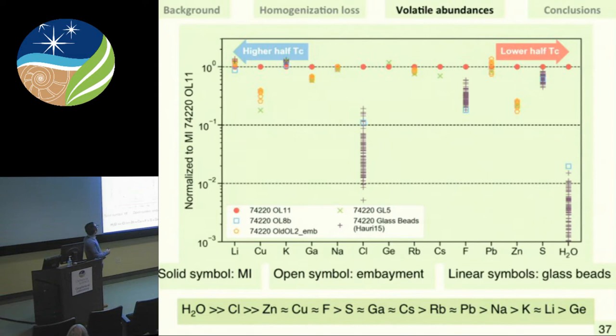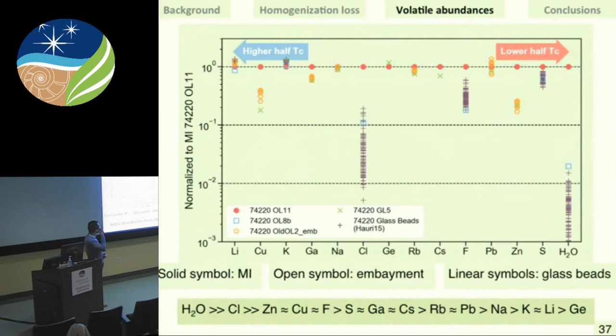And among the different symbols, the solid red circle is the data in melt inclusion. They're normalized, so they all fall onto the line of one. The open symbols are embayment data. And the linear symbols are glass bead data.